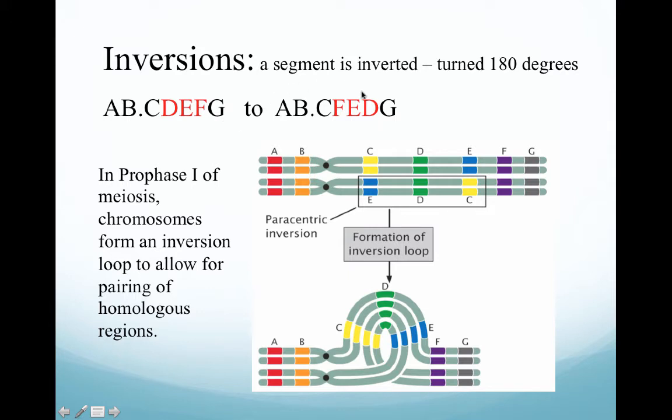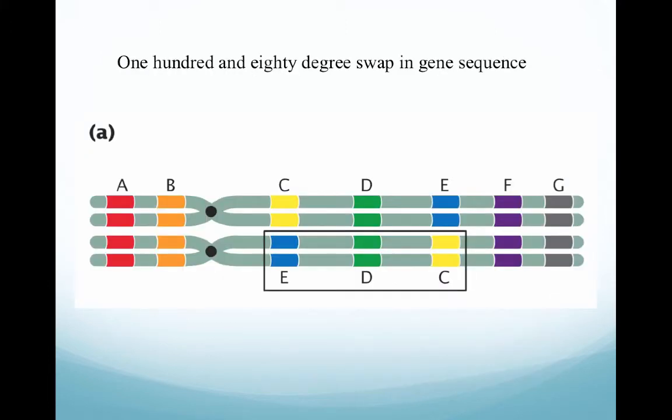So really what's happening here is that genes D and F are switching places, but also the order of gene E is being altered from front to back. So this causes a problem because in prophase 1 of meiosis, chromosomes are going to form an inversion loop, as you can see down at the bottom of this figure, and that loop is going to allow pairing for homologous regions to actually take place. So it's kind of a messy process when we get into inversions.